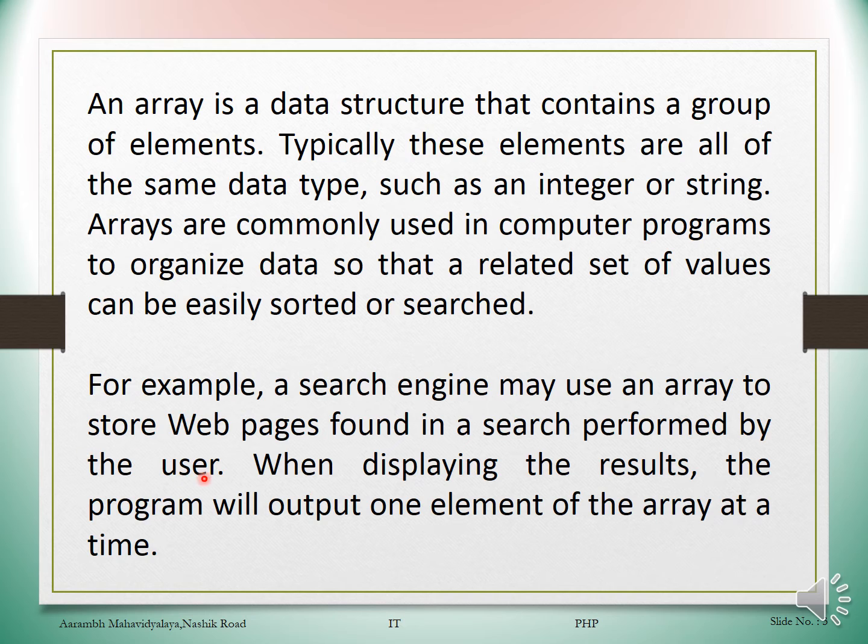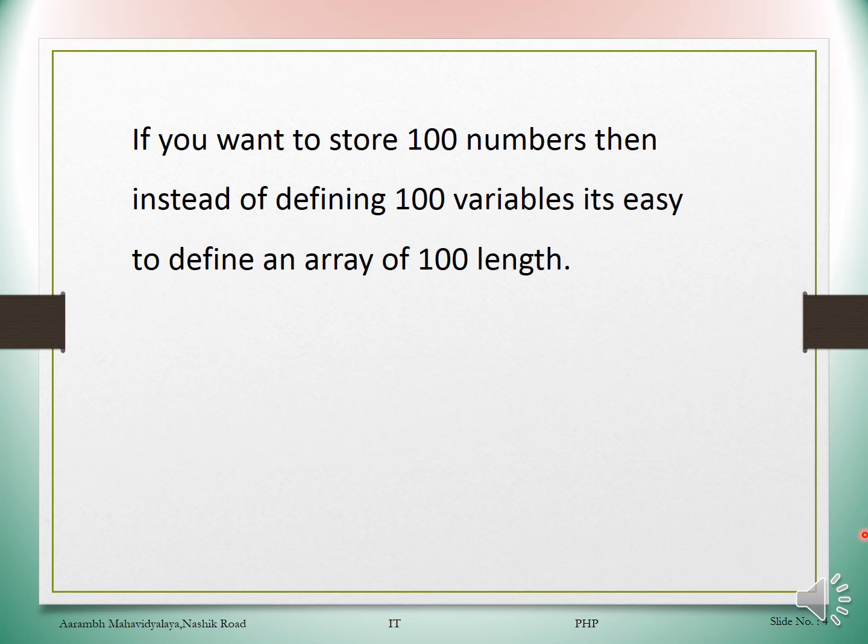That means if you provide any data for searching, then whatever the related array output is, our search engine shows the recommended output to the user. When displaying the results, the program will output one element of the array at a time. Now suppose you want to store 100 numbers. Then instead of defining 100 variables, it's easy to define an array of length 100.